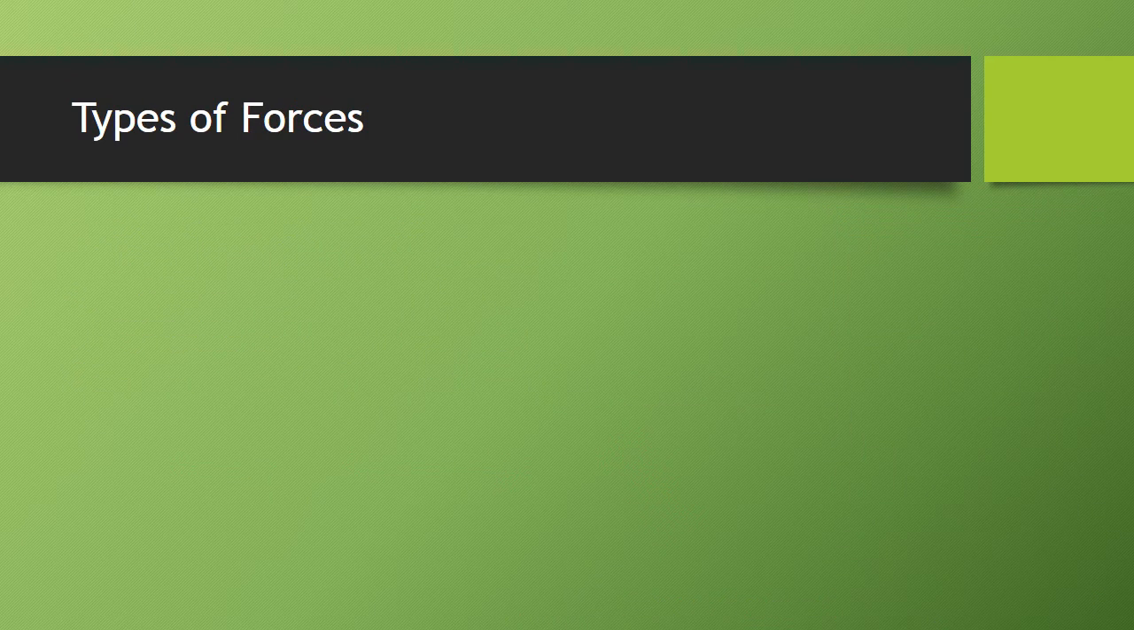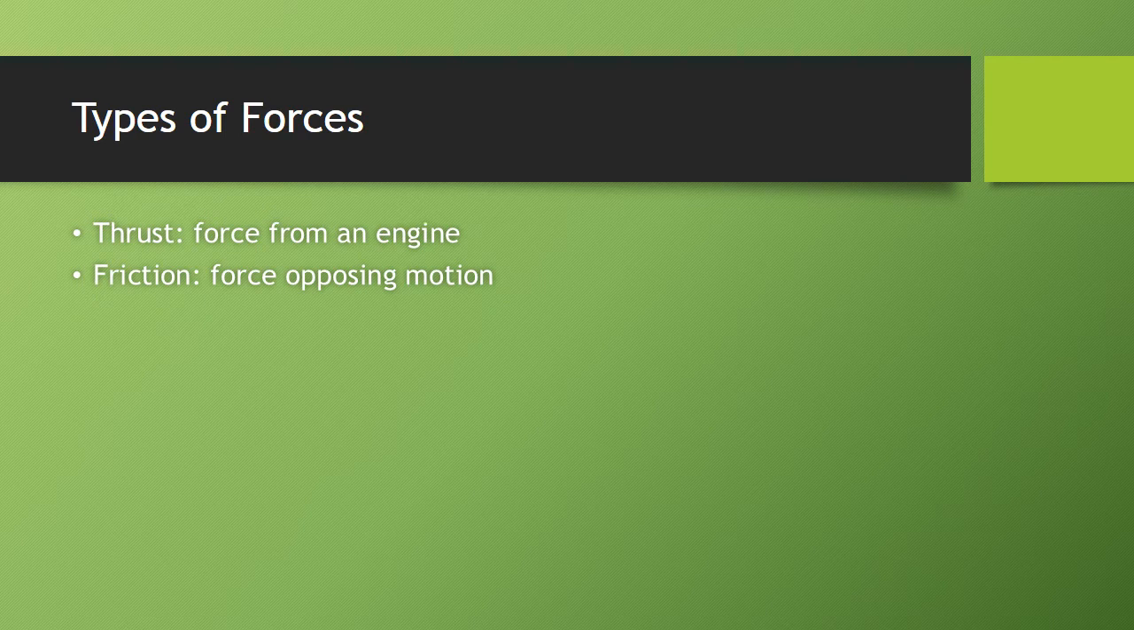There are four types of forces that we need to know at Year 11. Firstly is a thrust, and that's any force from an engine. It could be a plane or a car, or even our legs as we walk down the road. Opposing that is a friction force. Now that's any force that acts to oppose a motion, to stop an object moving in a particular direction. That could also be called a drag force, or air resistance or water resistance.